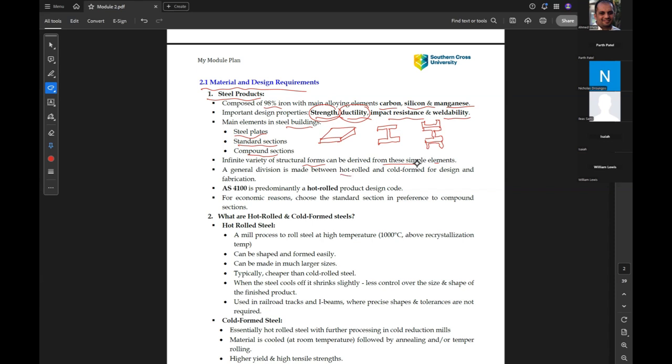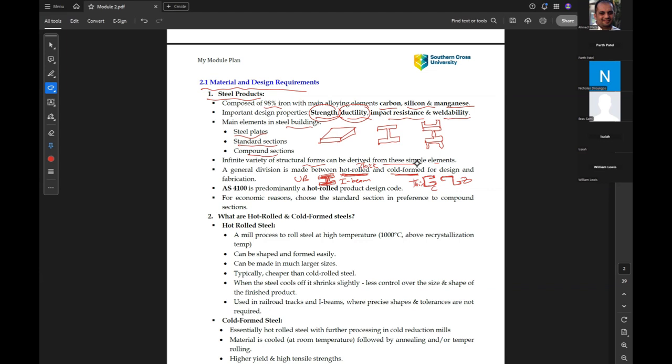General division is made between hot rolled and cold formed steel. So we have two types of steel section in the market. We have hot rolled steel, which is a little bit thicker, and we have cold formed, which is thinner. The most common cold formed are Z section and C section. The most common hot rolled is I-beam or broad flange I-beam or UB section and so on. The main difference is the cold formed is thin. The hot rolled sections are thicker.